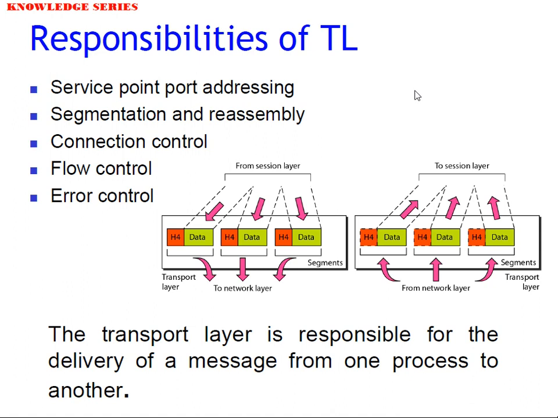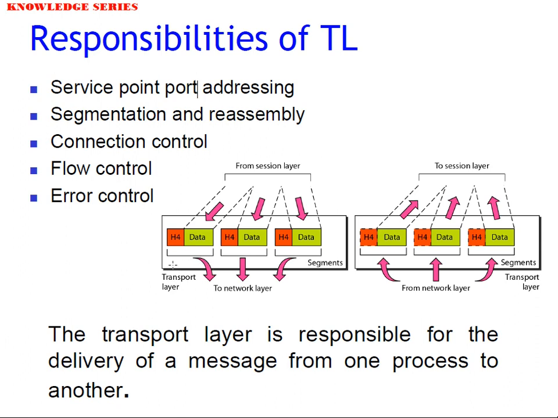Every port has some address, and this is basically added as a header to the data from the session layer. So when the data comes from the session layer, the transport layer adds the header to it. That is what you can see here with the arrow. It is coming from the session layer, and over it the header is added. So this is what we can see in service point addressing.